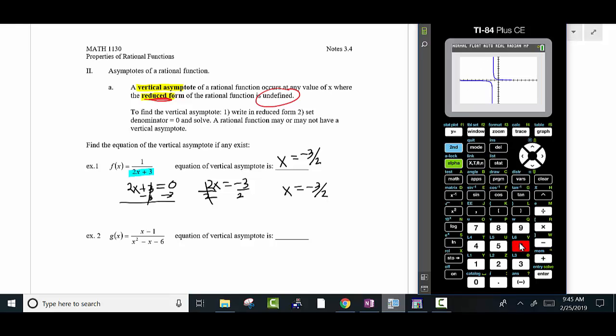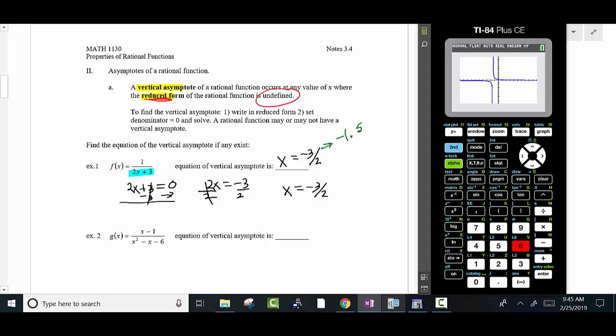So I want to show you what happens when x is equal to -3/2. There's a break in the graph. What's going to happen is a vertical asymptote, there's going to be a break, and the graph is either going to go to infinity or -infinity as you get close to it, like that.